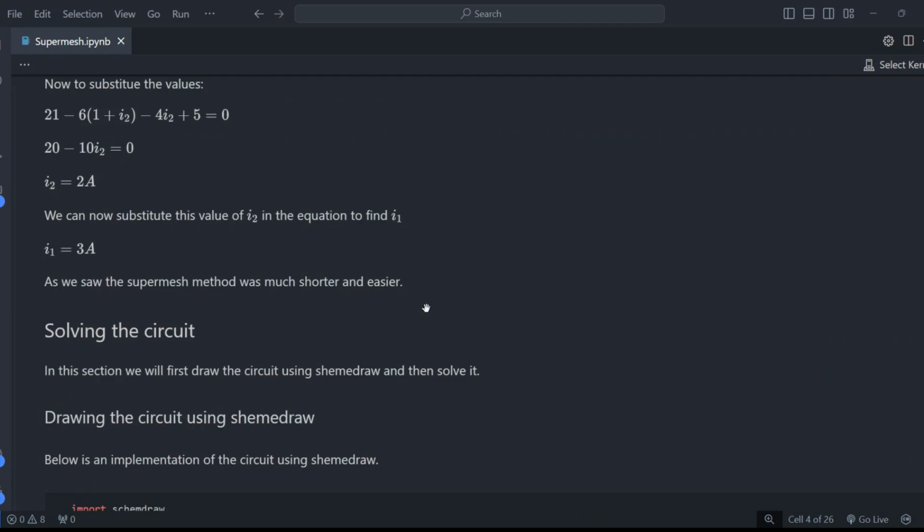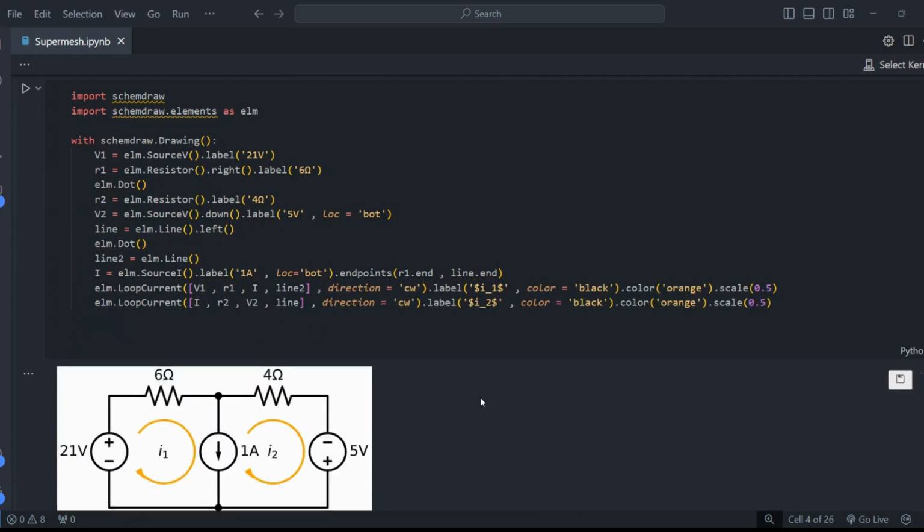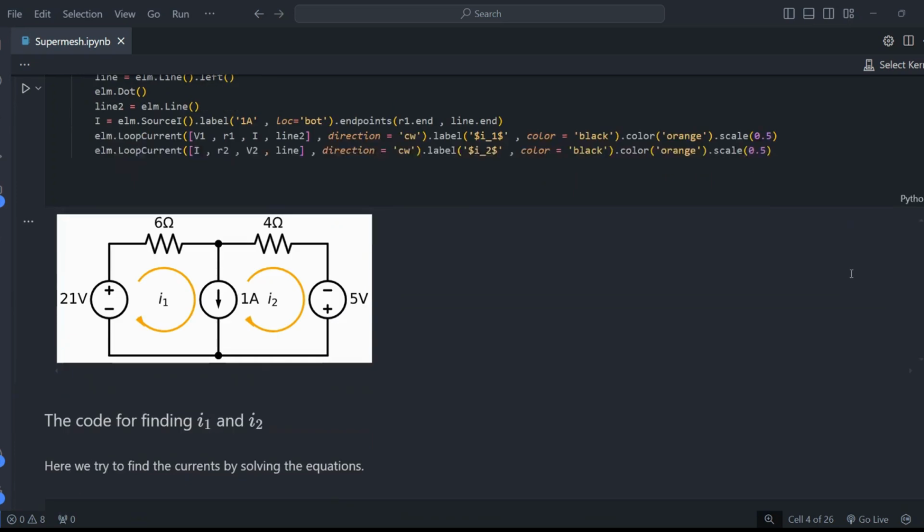We have an implementation of schemdraw here for our circuit. Feel free to pause the video and analyze the code if you want to. All right, let's move on. Here's a piece of Python code. You can analyze this one too. It's basically for solving our equations, which leads to the same answer as before: I1 equals 3 amps and I2 equals 2 amps.